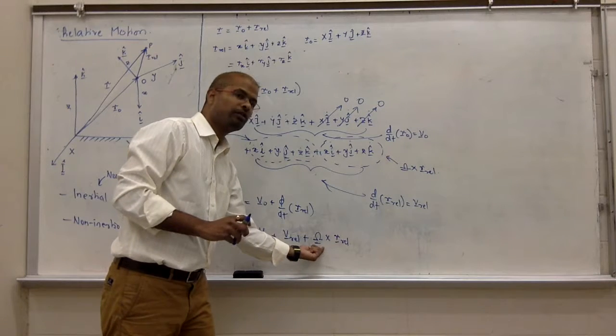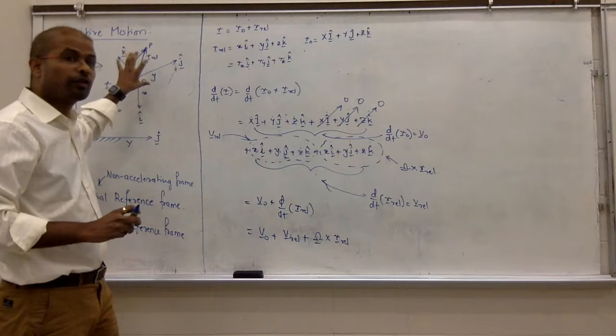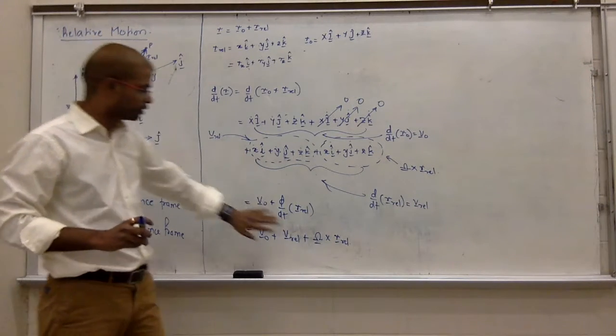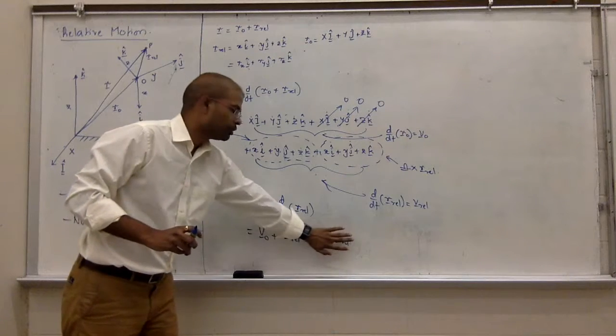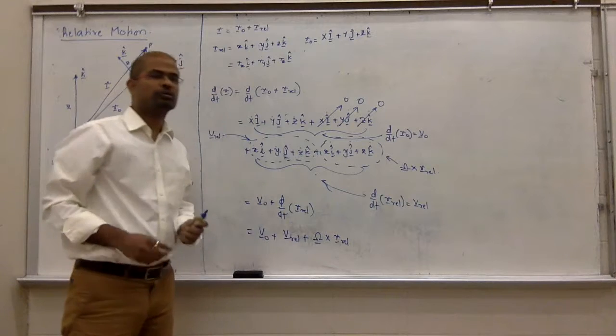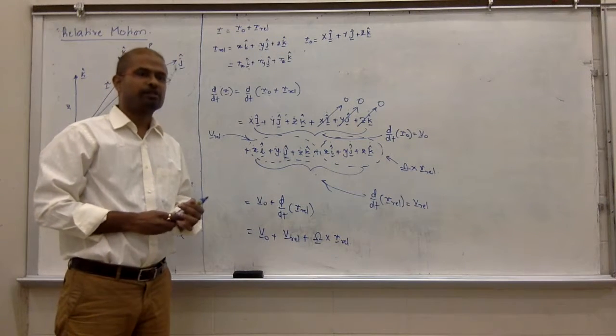This omega will come into the picture only for a moving frame. If both of these were stationary, this part would be 0. They won't be the same, basically because that body itself is moving, with angular rotation.